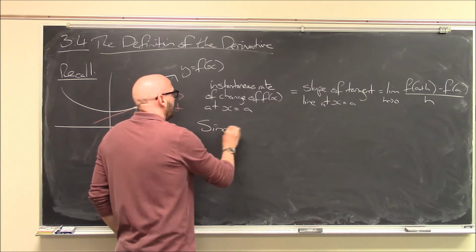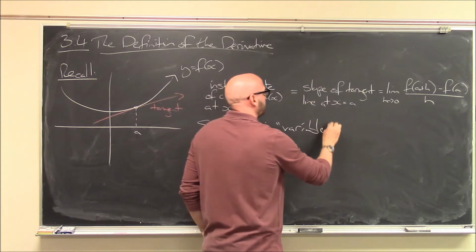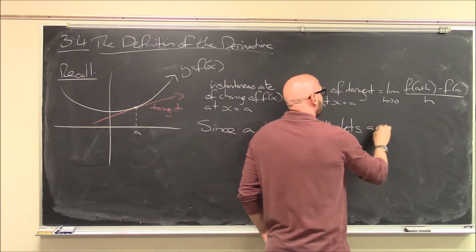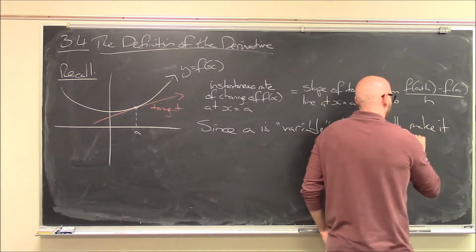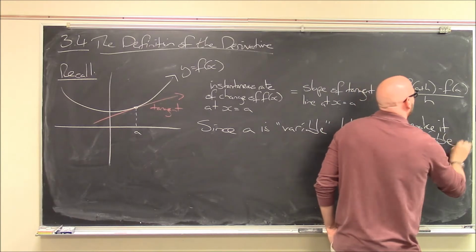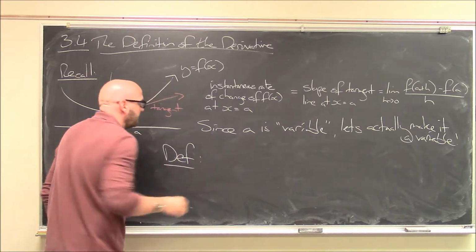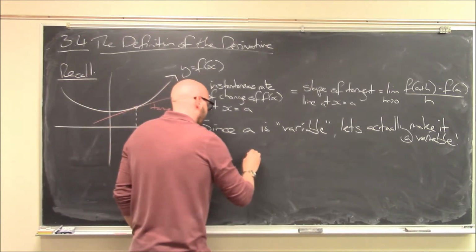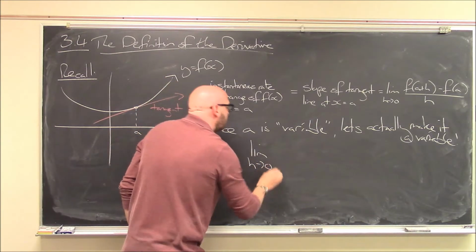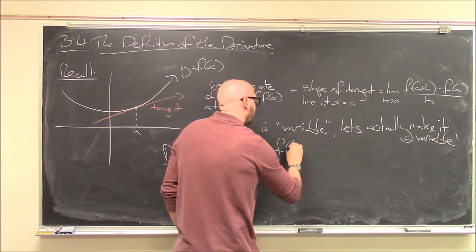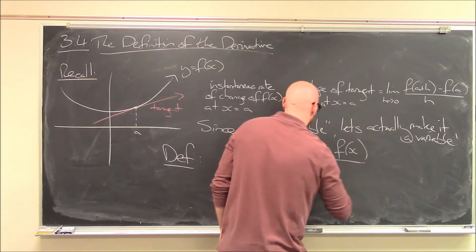So since a is variable, let's actually make it a variable. And this will be our definition. Right, this is the definition of the derivative. I'll write something here in just a second, but it's just that expression. It's the limit as h goes to 0 of f of x plus h minus f of x over h.